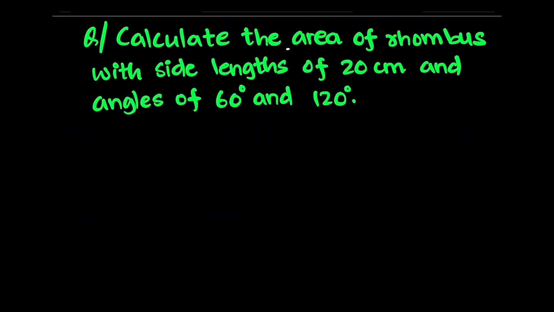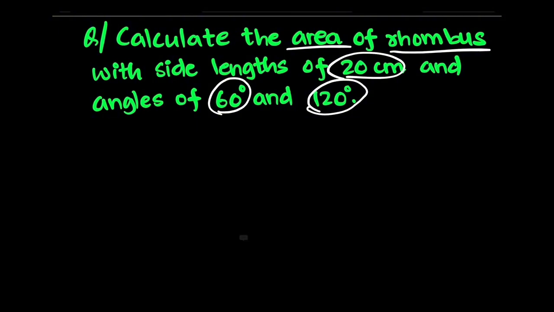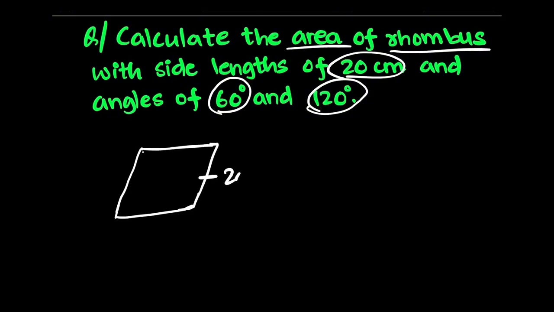Now let's look at this last problem which says find the area of the rhombus with side lengths of 20 centimeter and an angle of 60 and 120 degree. So let's draw a rough picture of what the problem is asking. So this is the rhombus with side lengths of 20 centimeter and the acute angle here is 60 degree, while the obtuse angle here is 120 degree.